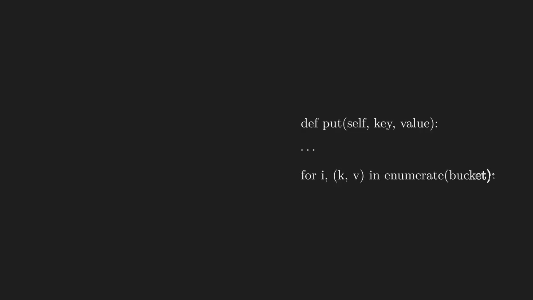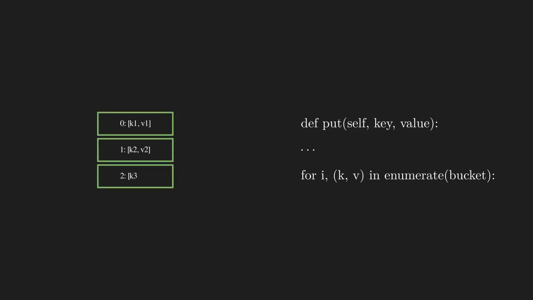With our target bucket isolated, we must check if the key already exists, because put should update existing keys. We set up a loop using enumerate to track our position, for i, (k, v) in enumerate(bucket). This unpacks the index i, and the existing key k and value v.